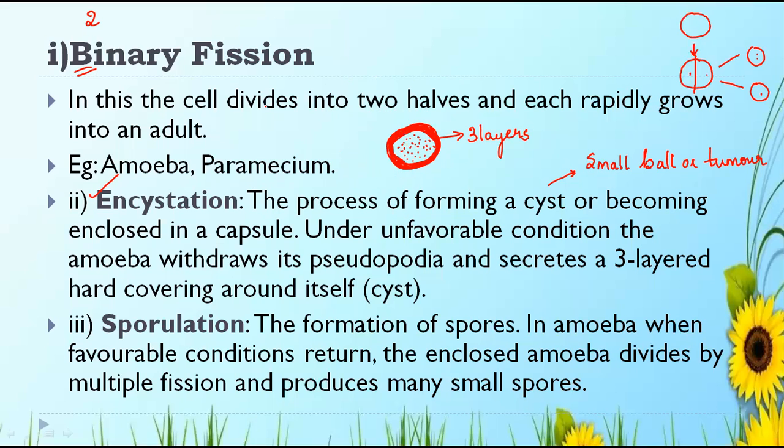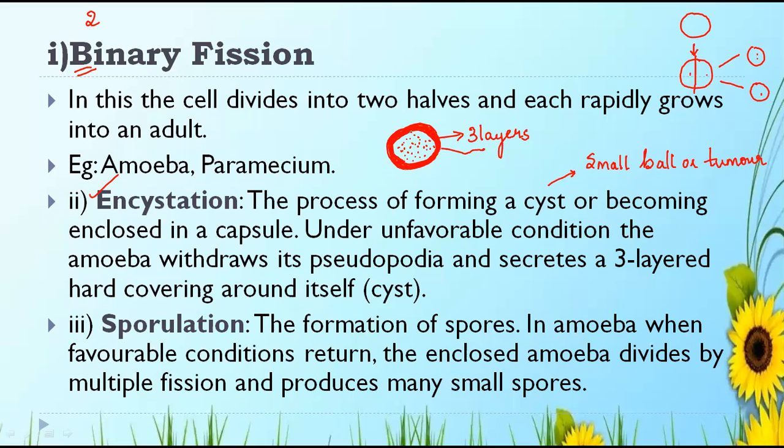When there is an unfavorable condition and the growth of that particular organism is not taking place, a three-layer hard covering, a capsule, is formed around it. The amoeba withdraws its pseudopodia, which help in locomotion, and remains as a dormant organism. Dormant in the sense of an inactive state.